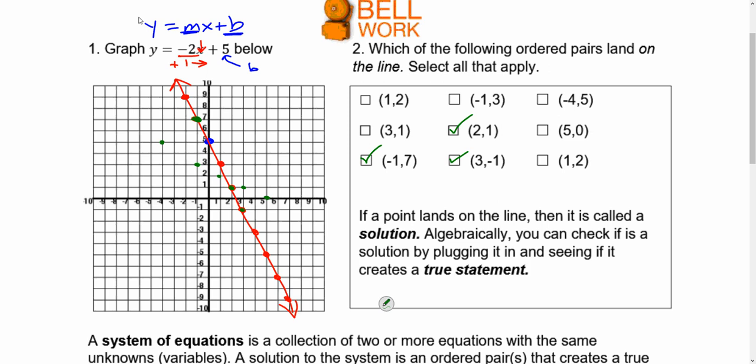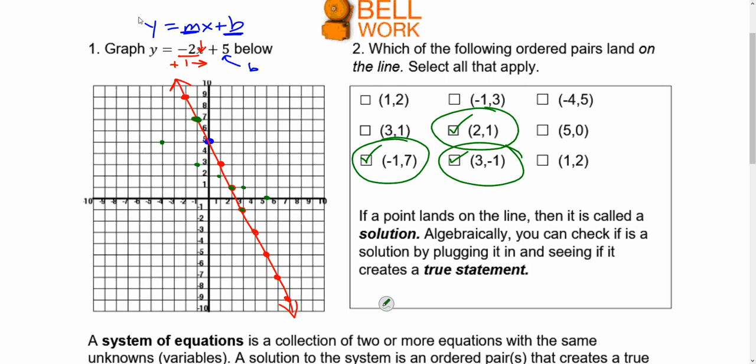So here's what I had you do. If you read the paragraph down here at the bottom, it says if the point lands on the line, then it's called the solution. So basically, these 3 that we checked off, they're considered solutions to this equation because they landed on top of the points once we graphed them.